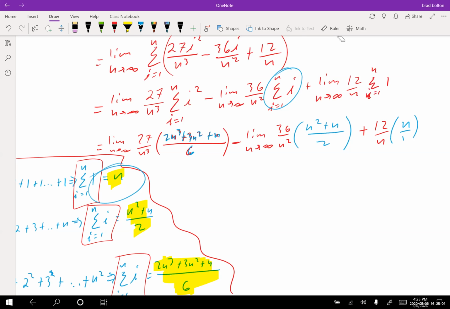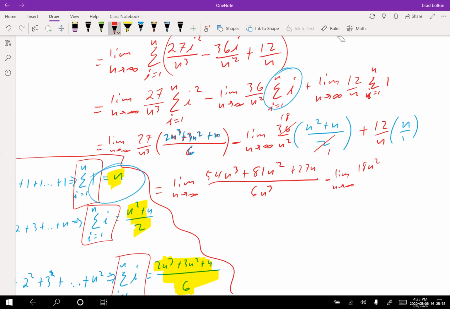So this will become the limit as n approaches infinity of 54n cubed plus 81n squared plus 27n, all over 6n cubed, minus the limit as n approaches infinity of 18n squared plus 18n, all over n squared, plus the limit as n approaches infinity of 12, because the n's cancel out. I'm writing more than you probably would want to; I'm just trying to show you each step.